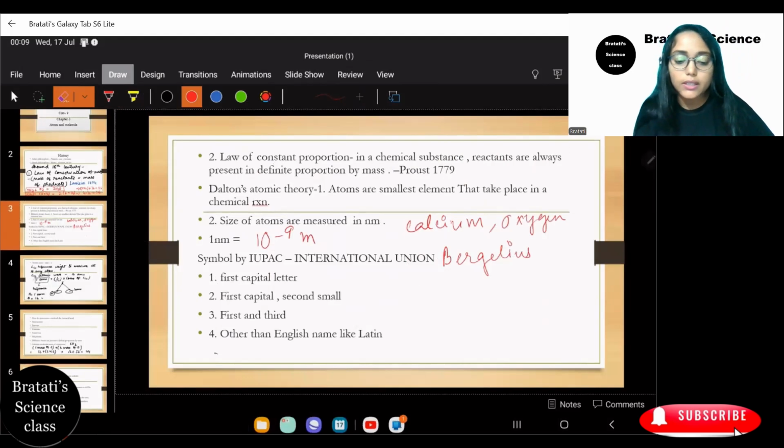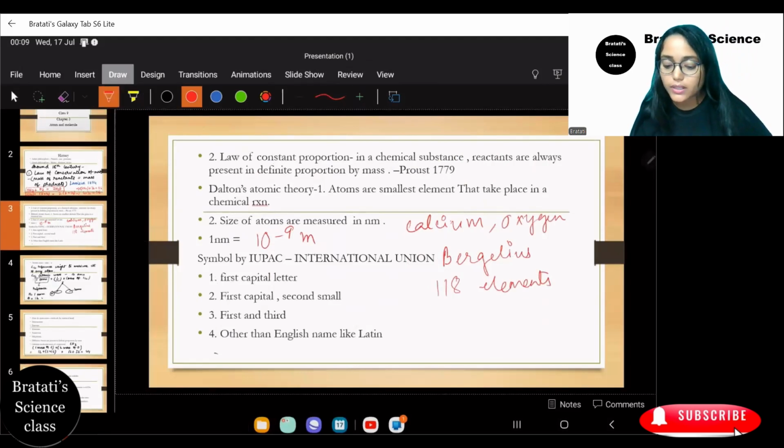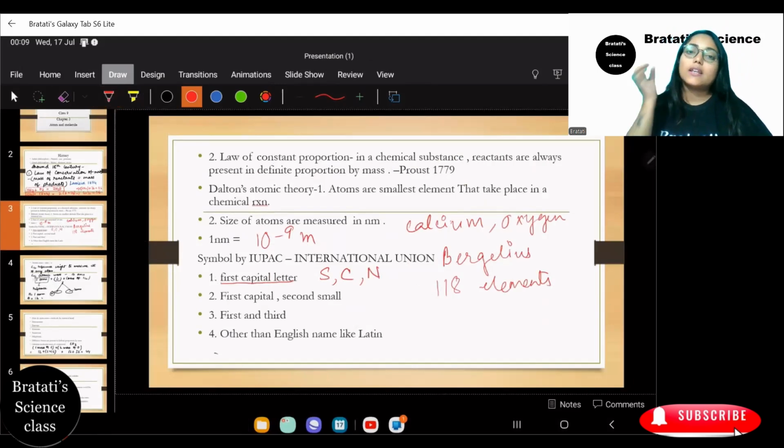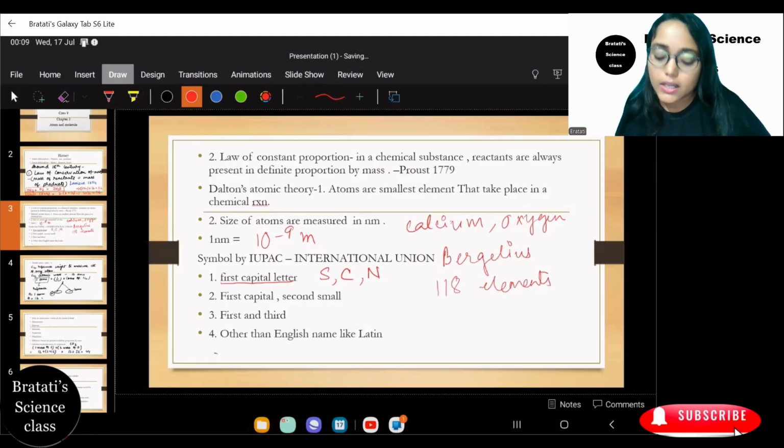Okay, in the periodic table, we have 118 elements till now. So if we write these 118 elements out in full, it's very difficult. So what we will do, we will take the first capital letter of the elements. For example, sulfur. For example, carbon. For example, nitrogen.